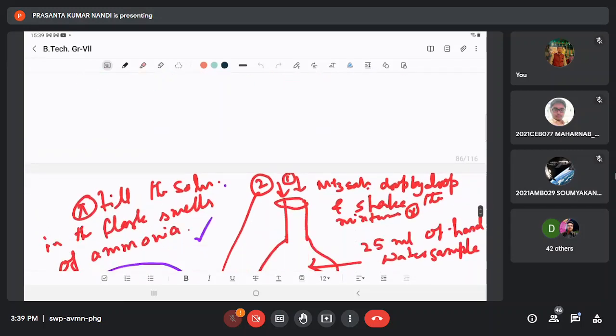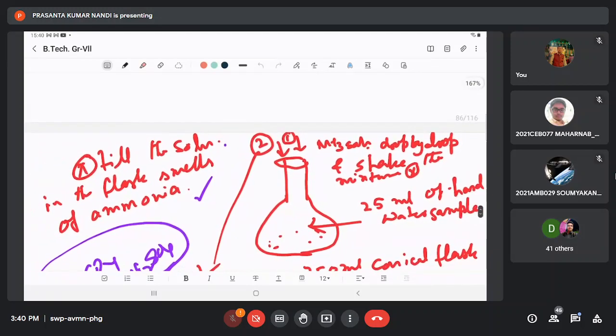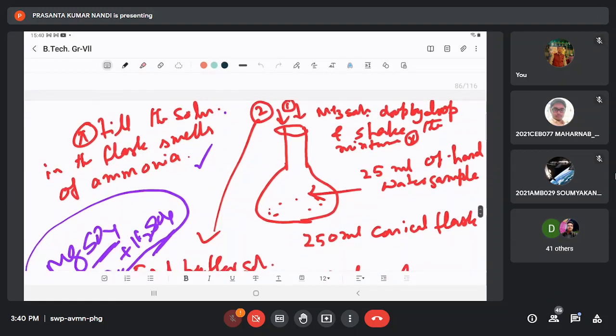The procedure is the same. That means instead of 25 ml magnesium sulfate solution, now you take 25 ml water sample, that is the hard water sample. And there you add ammonia solution drop by drop, and shake the mixture till the solution in the flask smells of ammonia.